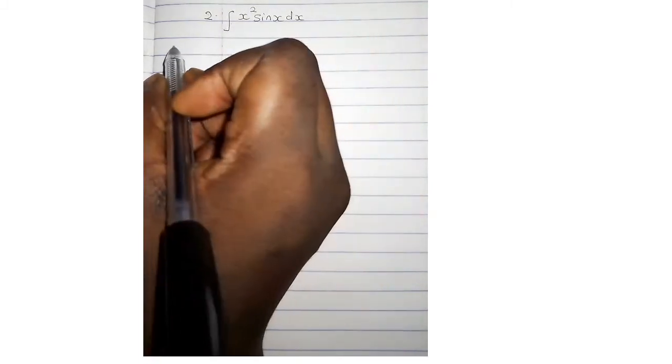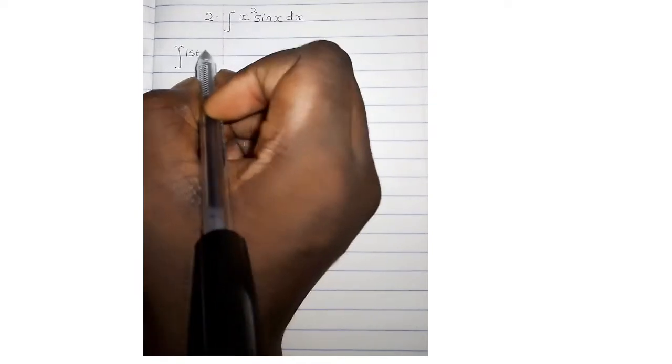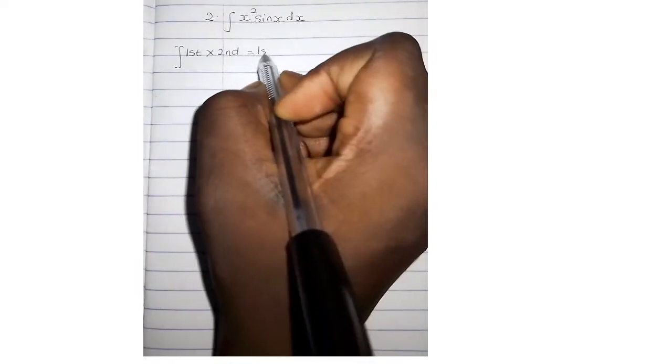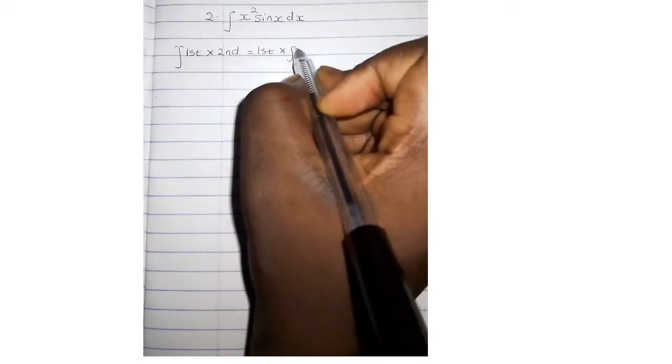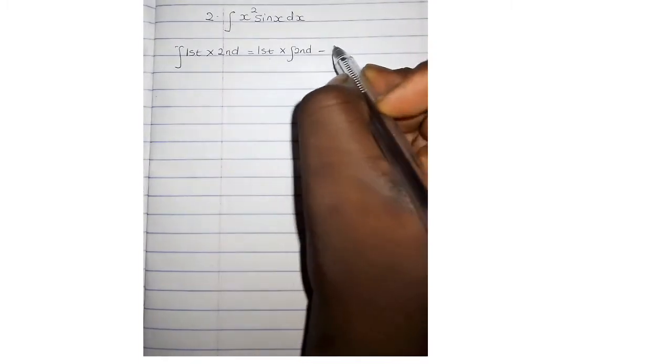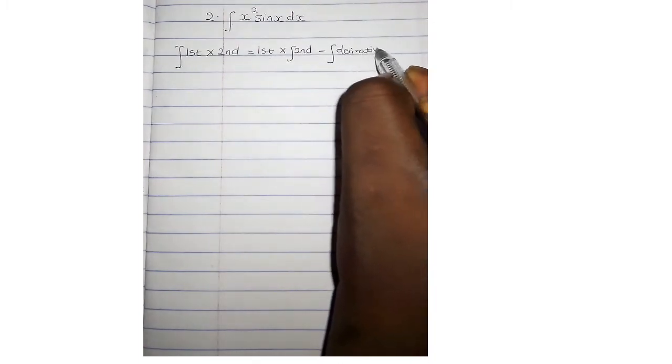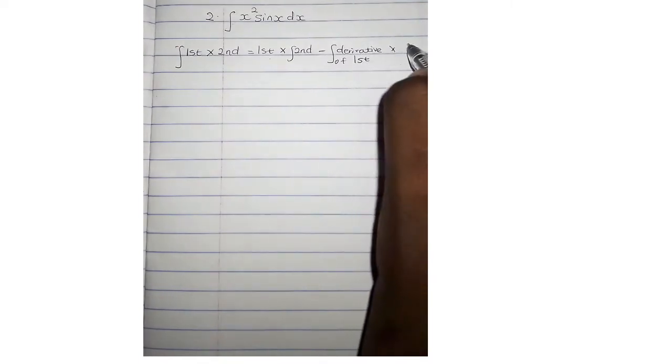Now the formula, we should always remember the formula. The formula is given as the integral of the first multiplying the second, which is equal to the first multiplying the integral of the second, subtracting the integral of the derivative of the first, multiplying the integral of the second.